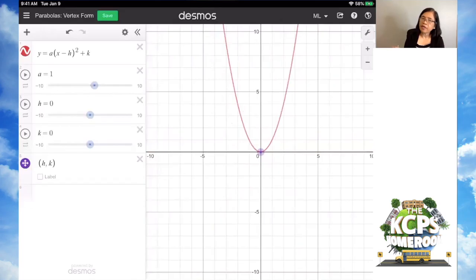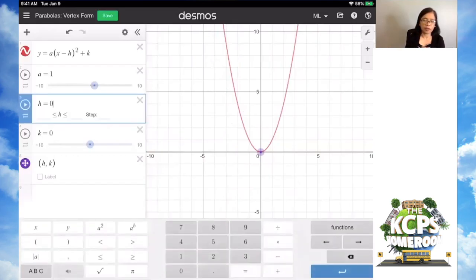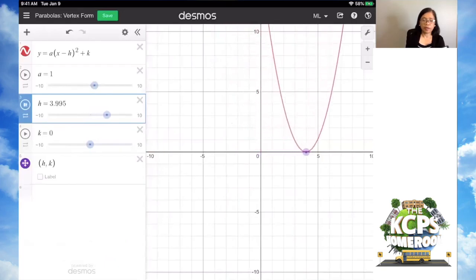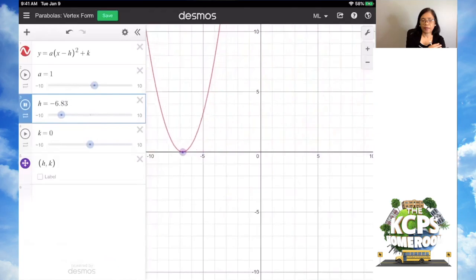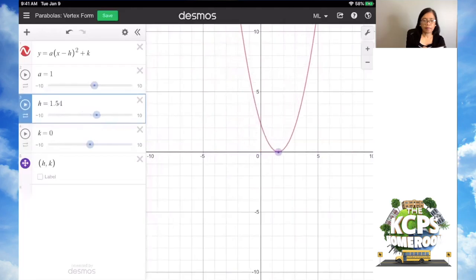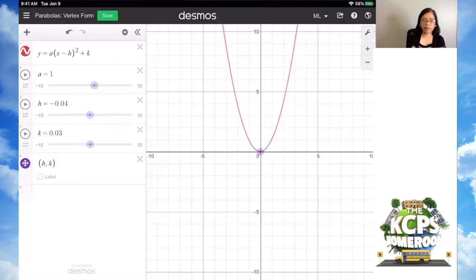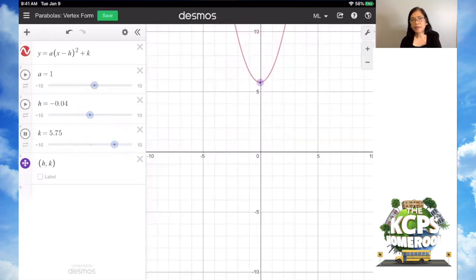So when we change the value of h, we keep a constant. We're not changing the width or reflecting it across the x-axis. Let's change the value of h. In this case, when your h is positive, it moves to the right. Then it moves to the left when it's negative. Then, what's the effect of changing the value of k? So I move the k, and notice it's a movement upwards or downwards.